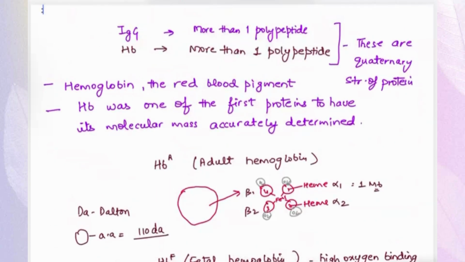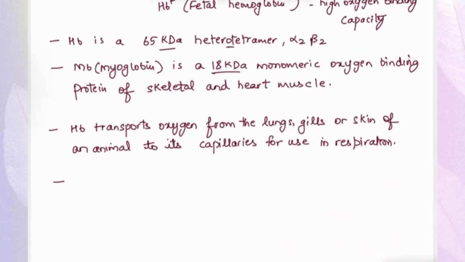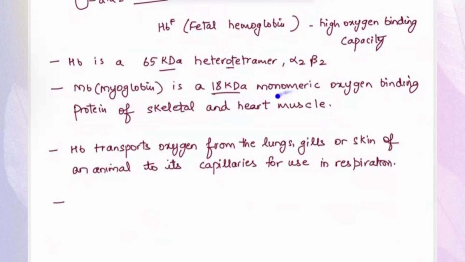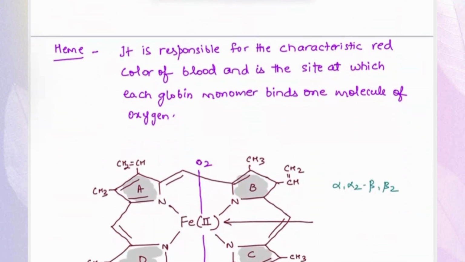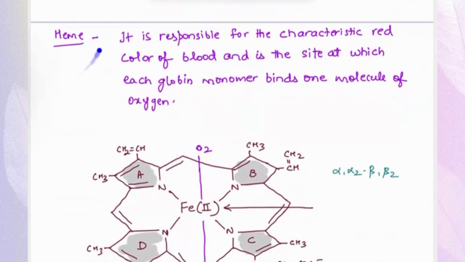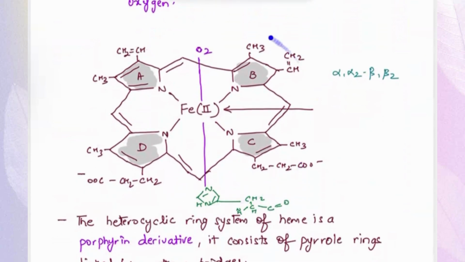Hemoglobin is a 65 kilodalton heterotetramer which has α₂β₂ subunits. Myoglobin is an 18 kilodalton monomeric oxygen binding protein of skeletal and heart muscle. Hemoglobin transports oxygen from the lungs, gills, or skin of an animal to its capillaries for use in respiration. Heme is a single subunit of hemoglobin. It is responsible for the characteristic red color of blood, and it is the site at which each globin monomer binds one molecule of oxygen. This is the structure of a hemoglobin molecule.